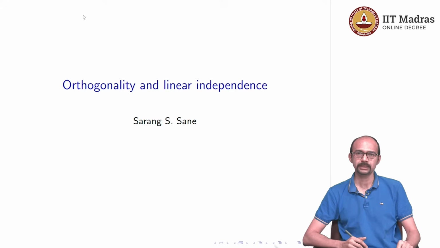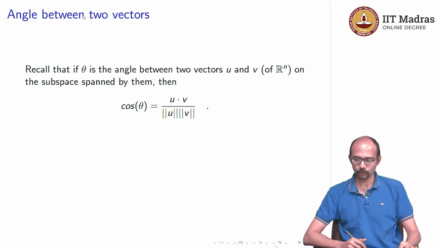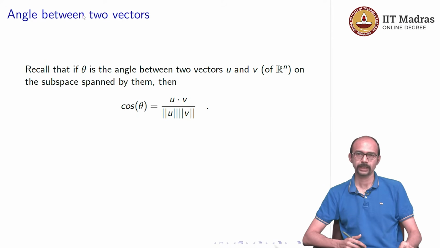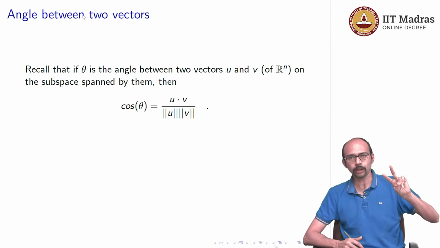We have seen before the notion of an inner product, and in this video we are going to continue using the ideas of inner products and norms. Let us first recall that we have expressed the angle between two vectors in terms of the special inner product, namely the dot product in Rn, and the special norm, namely the length in Rn. How do we do that? We take the angle theta between two vectors u and v, and when we talk about angle, we first look at the plane that they span, and then we look at the angle on that plane.